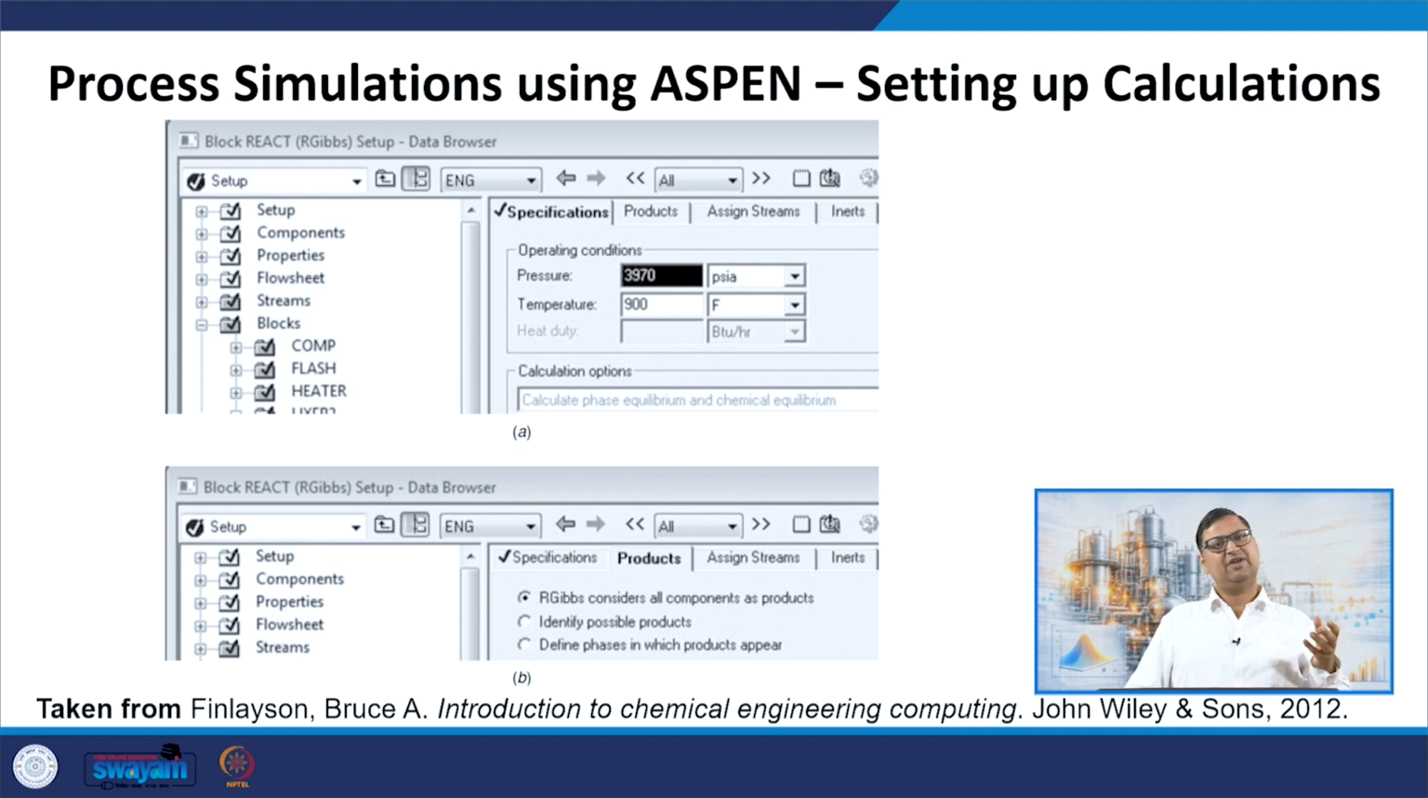One of the common ways for doing reactor simulations is called R-Gibbs in ASPEN. What it does is it basically finds the thermodynamic chemical equilibrium conditions that are derived from thermodynamics. It computes based on the Gibbs free energy and things like that. So provided that the reaction proceeds until chemical equilibrium, whatever is done by this particular model works well.